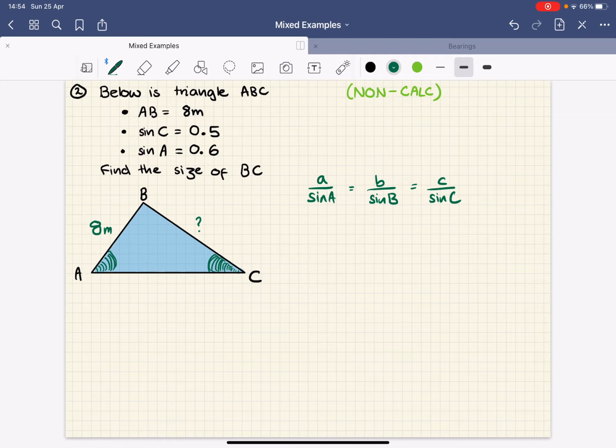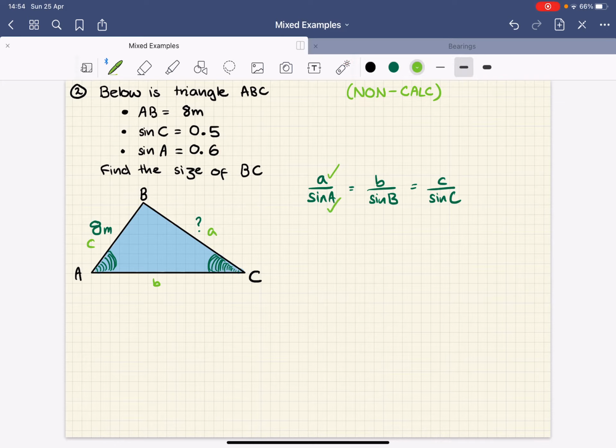So starting off with my usual steps, I'm going to work through it and tick the information I do know. So my lowercase a is what I want to find out. It's this length here. And in fact, I should label the opposites. That's my lowercase a, lowercase c, and lowercase b. And my sine A, I know we are told it up here. So I'm going to give that a tick.